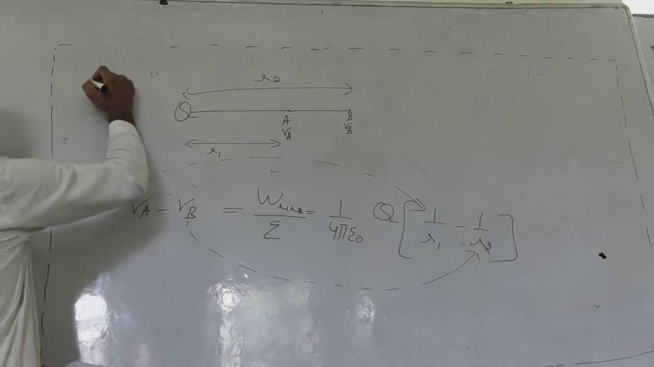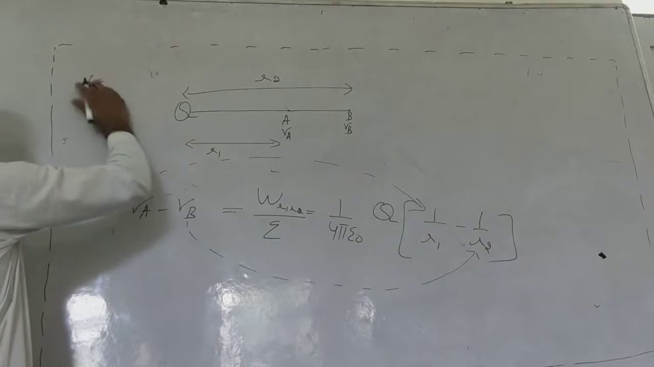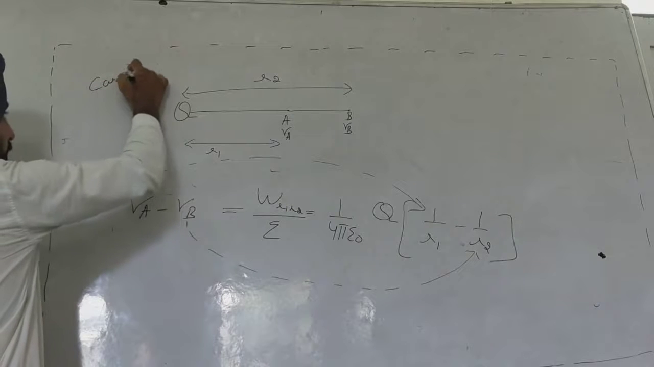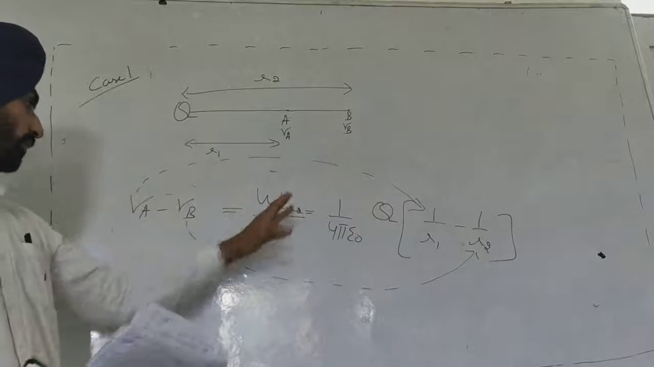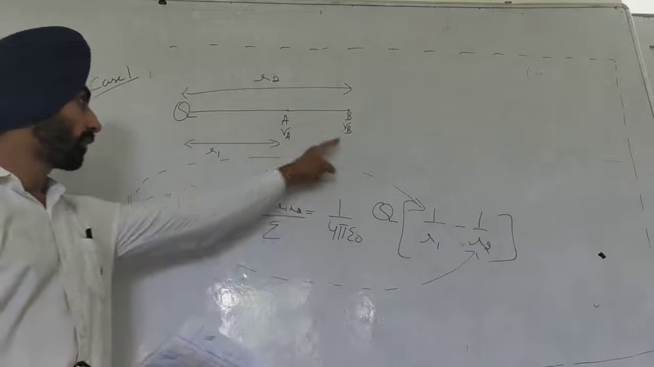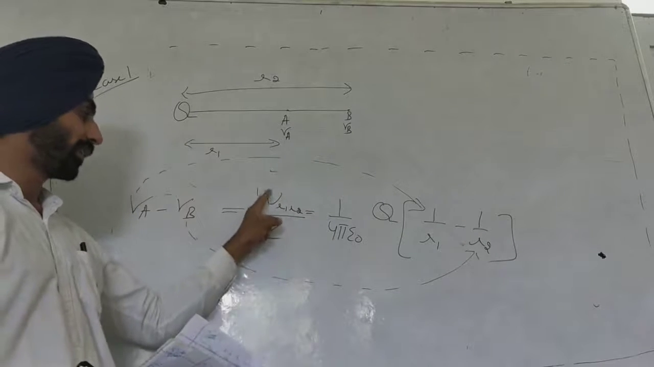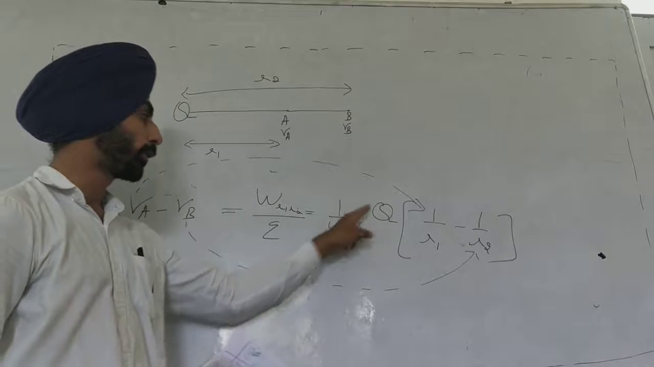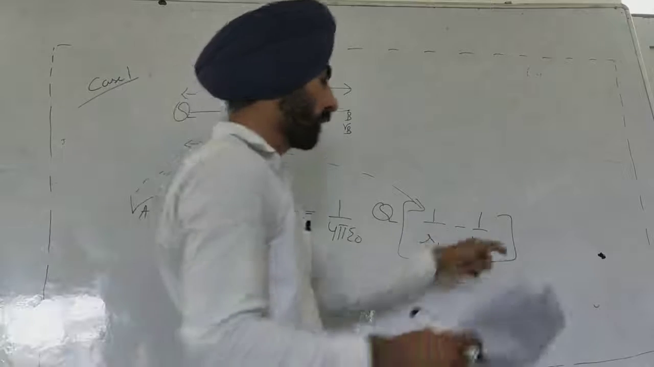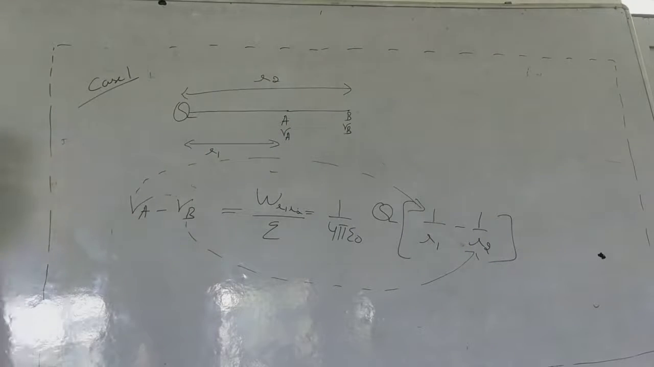So this is exception case number 1. You get this heading below that, potential at A minus potential at B: the work done in order to carry the test charge from r1 to r2 will be 1 upon 4 pi epsilon naught q, 1 upon r1 minus 1 upon r2. So this was the concept.